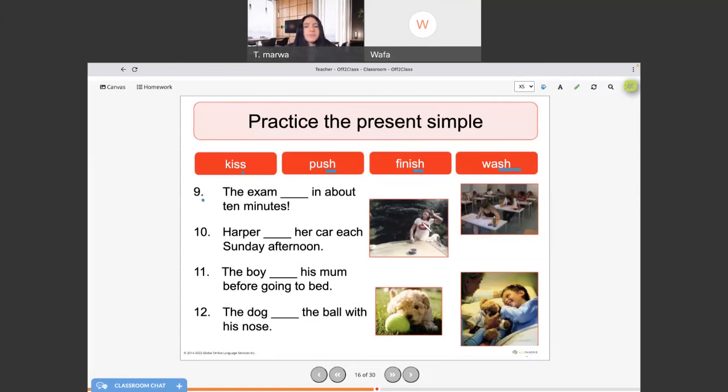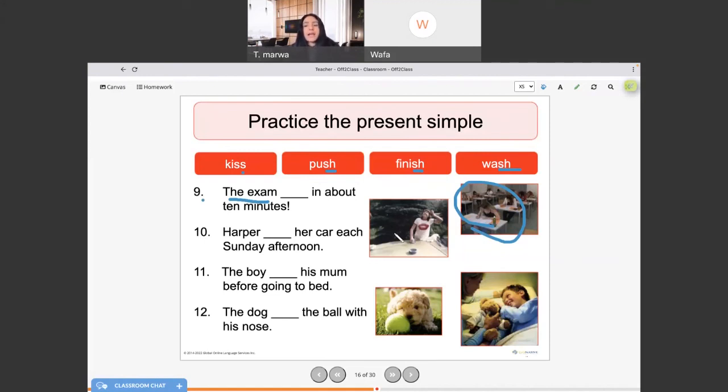The exam in about 10 minutes. Kisses. Okay, kiss, like I kiss my mom, I kiss my dad, okay? So the exam. Push, it means push. And wash, you know, wash. That's it. The exam in about 10 minutes. The exam push in about 10 minutes.